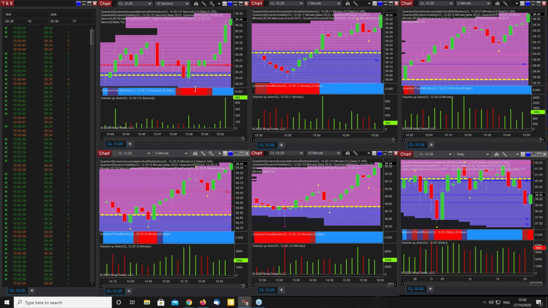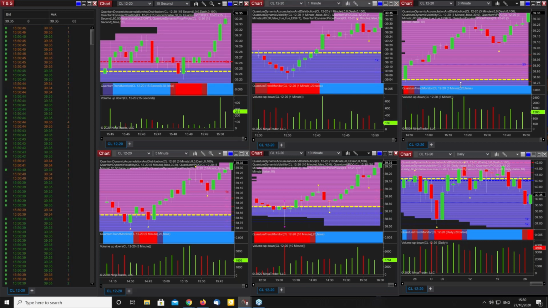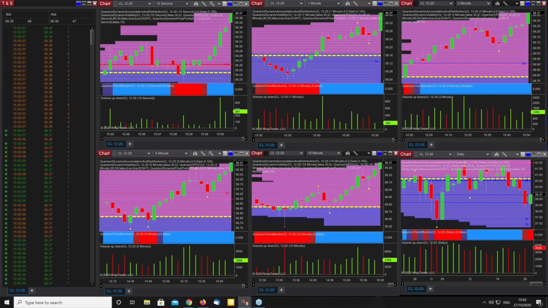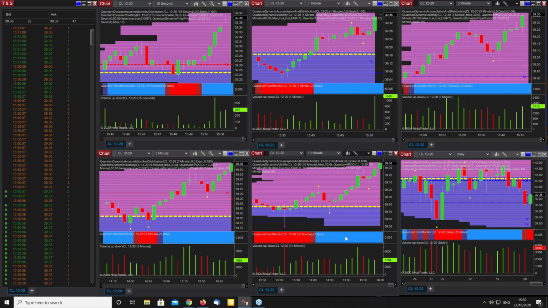This trend monitor is there to support the price action and to help to keep you in. And that's what it's doing at the moment on the 15-second, 1 minute, 3 minute, 5 minute, 10 minute blue. Forget about the daily because that's too far out for you. But that's what it's giving you as a signal at the moment, saying, yep, fine.